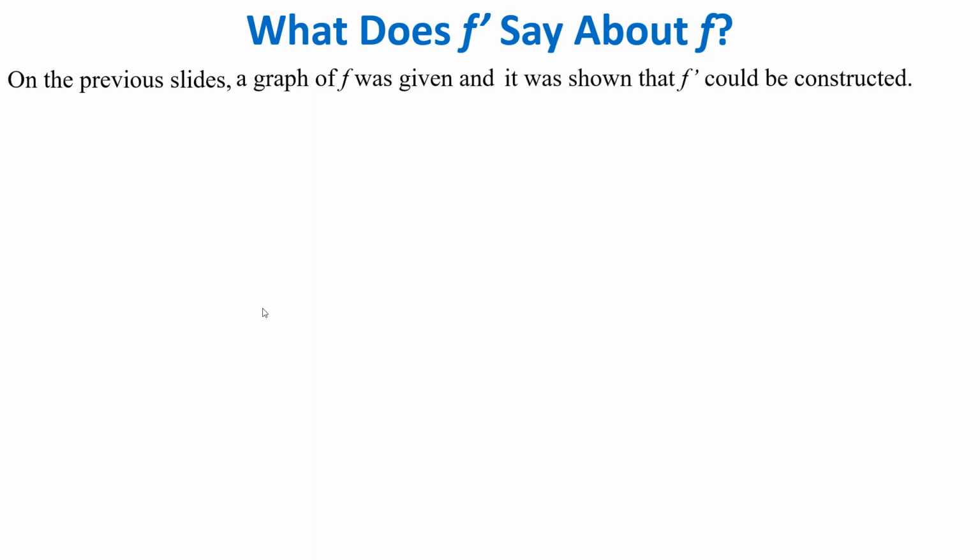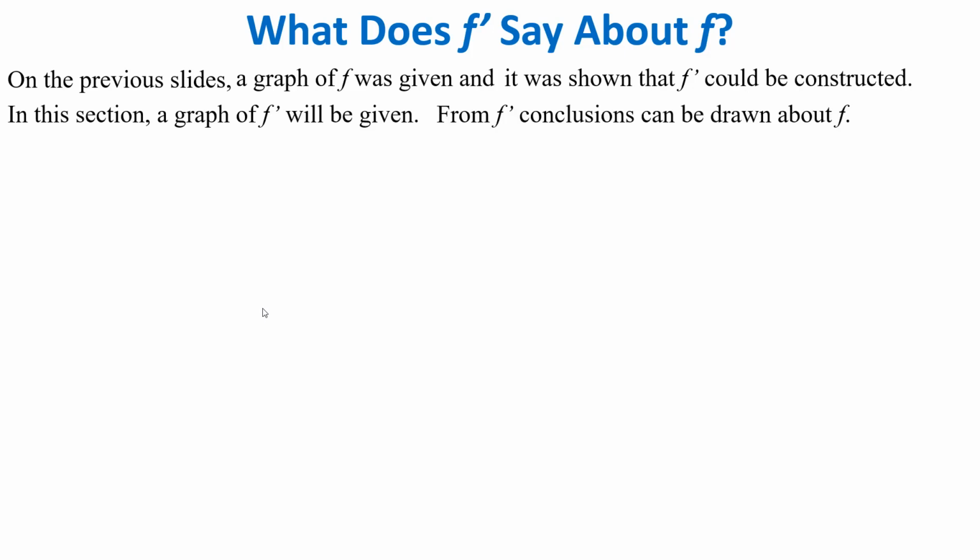I'll say that formally now. On the previous slides, a graph of f was given, and it was shown that an f prime could be constructed from that f graph. And in this section now, a graph of f prime is going to be given. And then from f prime, conclusions can be drawn about f. We'll also see how to sketch f from f prime.